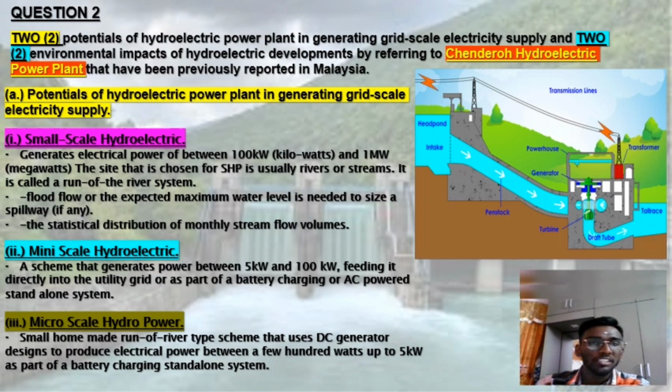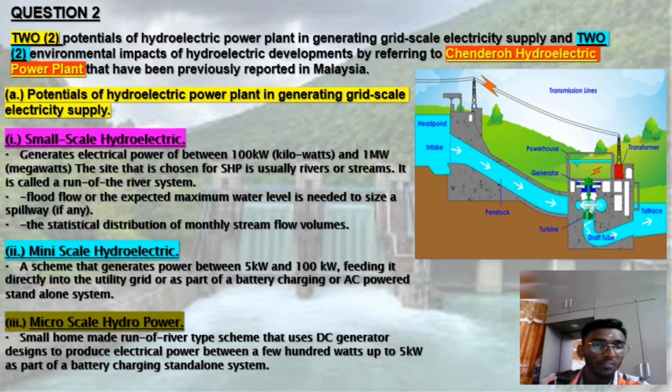So next are two potentials of hydroelectric power plants in generating grid scale electricity supply, and two environmental impacts of hydroelectric development, by referring to the Chenderoh hydroelectric power plant previously reported in Malaysia. The potential of hydroelectric power plants in generating grid scale electricity supply is divided into 3: small scale hydroelectric, mini scale hydroelectric and micro scale hydropower. Small scale hydroelectric generates electric power between 100 kilowatts and 1 megawatt. The site chosen is usually rivers or streams.